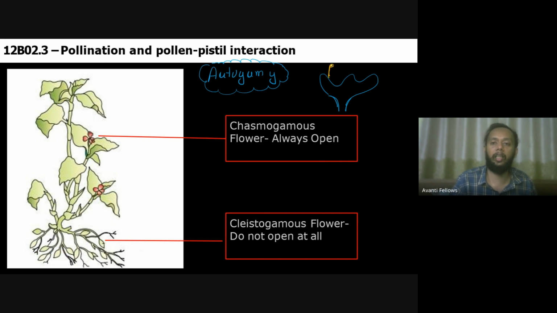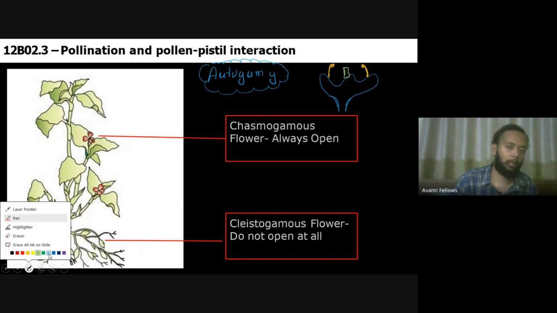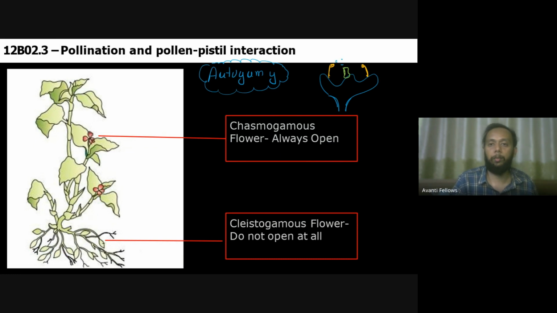The pollen grain comes out from this anther, this is my anther here. It will come from the anther of the same flower and will fall on the stigma of the same flower. That is your autogamy. So it is coming from here, blue color, and it will sit over here. That is going to be the autogamy over here.